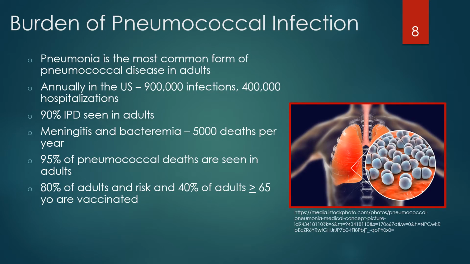Pneumonia is the most common form of pneumococcal disease in adults. Annually in the United States, pneumococcus causes 900,000 infections, resulting in 400,000 hospitalizations. 90% of invasive pneumococcal disease, meningitis, and bacteremia is seen in adults. Pneumococcal meningitis and bacteremia causes up to 5,000 deaths per year. As we saw in the previous slide, 95% of all pneumococcal deaths occur in adults. With those statistics, it's amazing that only 80% of adults with risk factors and only 40% of adults 65 and older are vaccinated against pneumococcus.